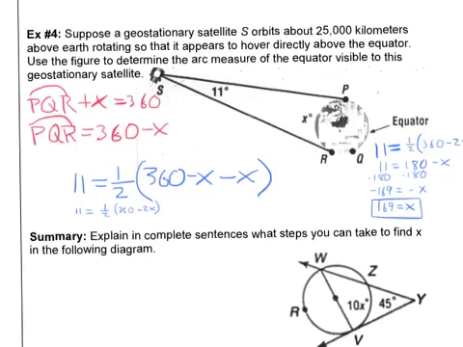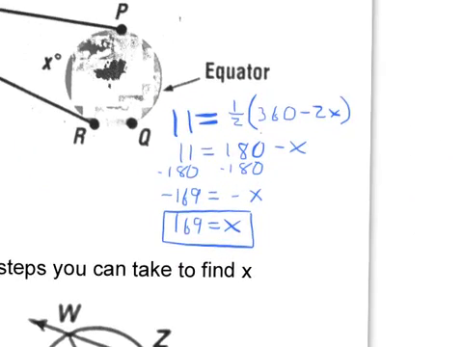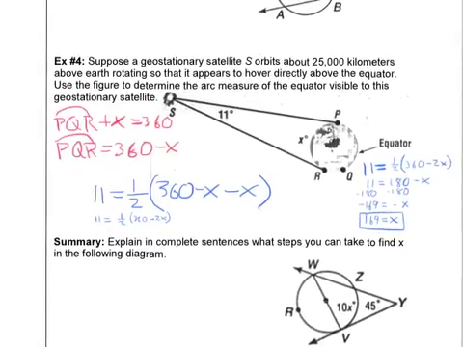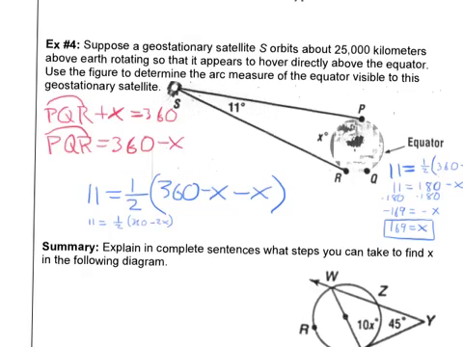Okay, so first of all, I made it 360 minus 2x instead of just minus x. Then I moved this equation over here, and I got 11 equals 180 minus x when I distributed the 1/2 through. Subtract 180 from both sides, and I got negative 169 equals negative x. Since it's negative on both sides, I can multiply both sides by negative 1, and what do you know? I got x equals 169. So that's my answer. The arc measure of the equator visible to this geostationary satellite is 169.